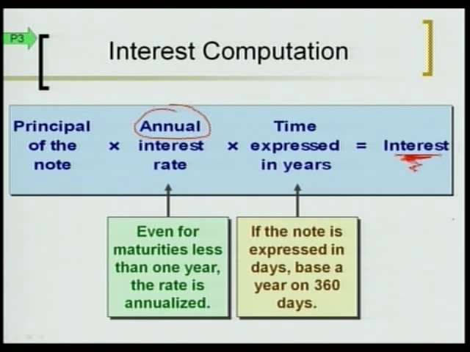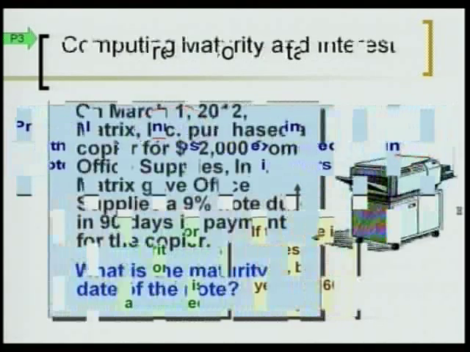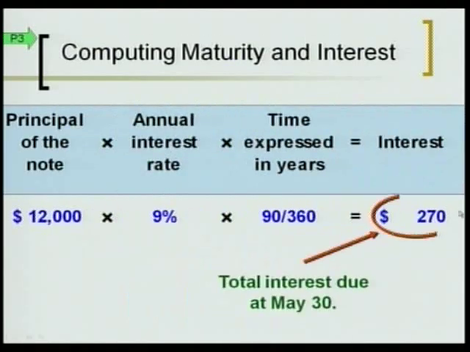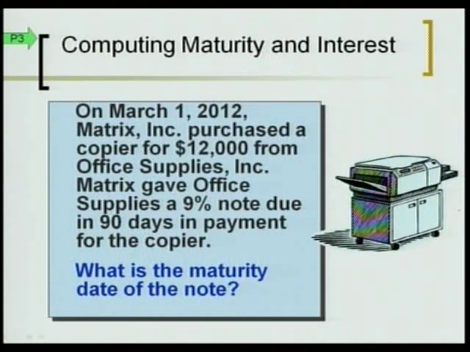It's best to look at an example, so let's do that. On March 2012, Matrix Inc. purchased a copier for $12,000 from Office Supplies Inc. Matrix gave Office Supplies a 9% note due in 90 days in payment for the copier. What's the maturity date of the note? Well, first of all, I'm not real hung up on counting exactly the maturity dates in this class. If the note was March 1, well, that would be April, May, June. I don't care if you said June 1st or if it's actually May 31st, okay? It's 90 days out. That's the main thing.